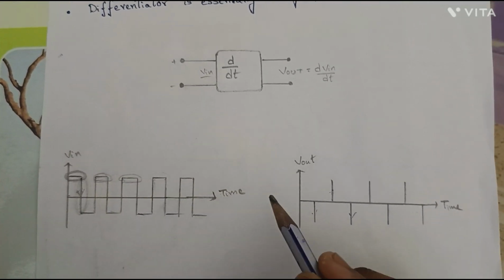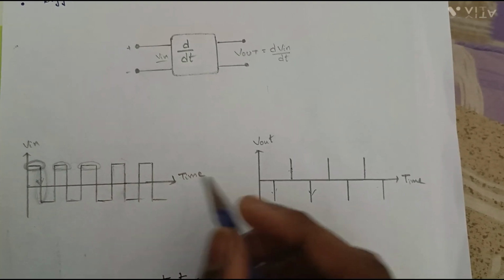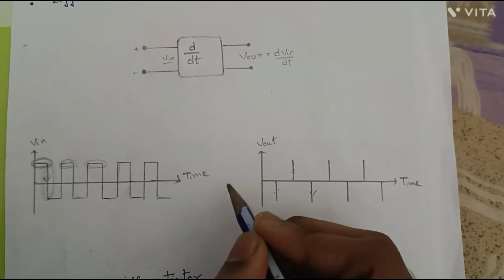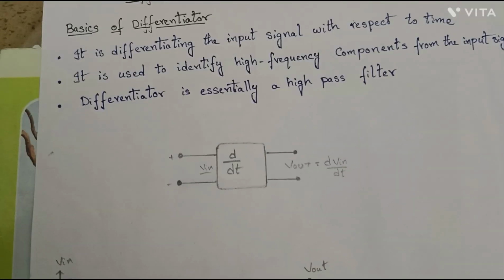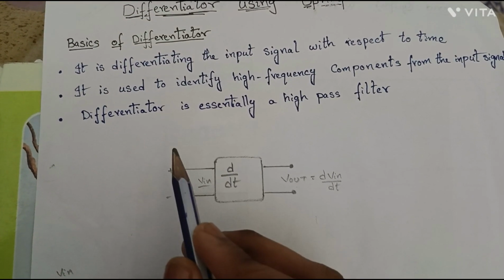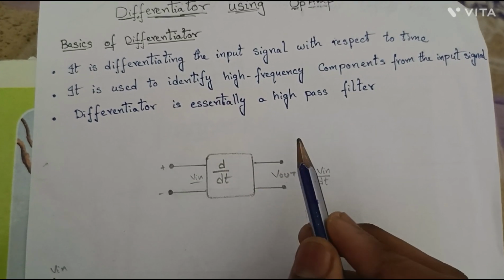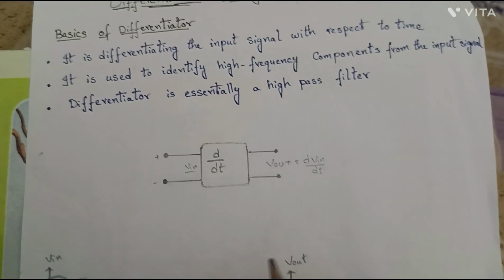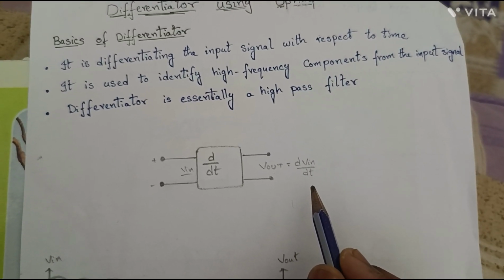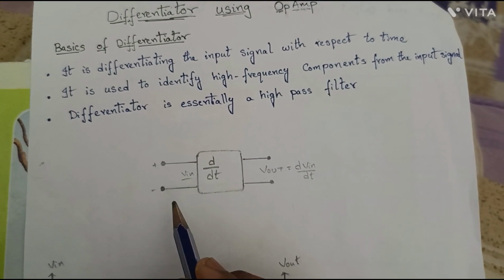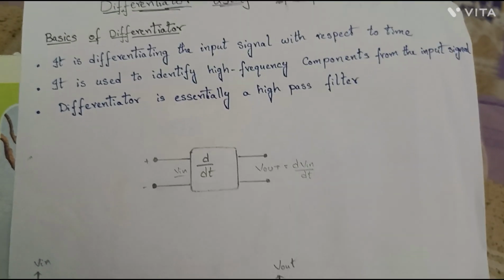So if you see the output, the down lines have down spikes and the up lines have upper spikes. A differentiator is essentially a high pass filter, which means it allows only high frequency signals. The output signals should have only high frequency signals, and it does not allow the low frequency signals through it.